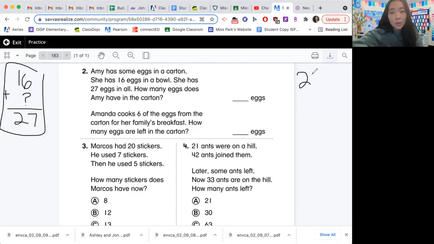I think the easiest way to do number 2 is to start with subtraction. So I'm going to do 27, the whole, minus the part we know. 7 minus 6 equals 1. 2 minus 1 equals 1. So you should have gotten 11 eggs. Now, Amanda cooked 6 of the eggs from the carton for her family's breakfast.